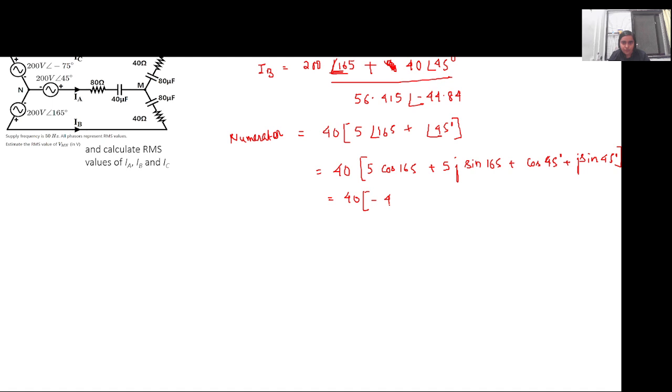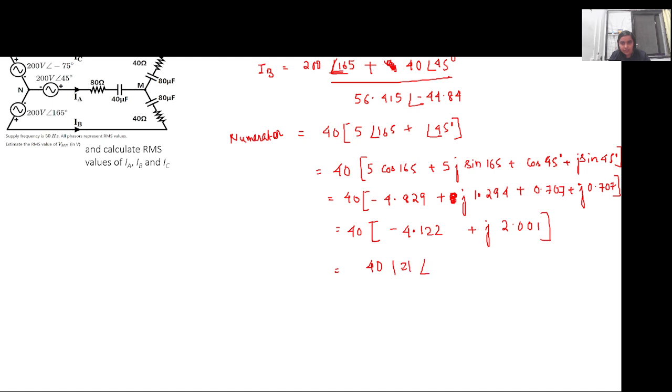So this comes out to be minus 4.829, since cos is negative in the second quadrant, plus 5j into sine of 165, which comes out to be 1.294. Again, cos 45 is 0.707 plus j sine 45 is 0.707. So let us simplify this now. This is 2.001j, and minus 4.829 plus 0.707 comes out to be minus 4.122.